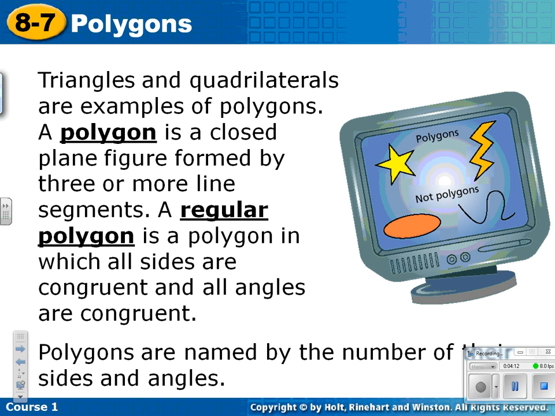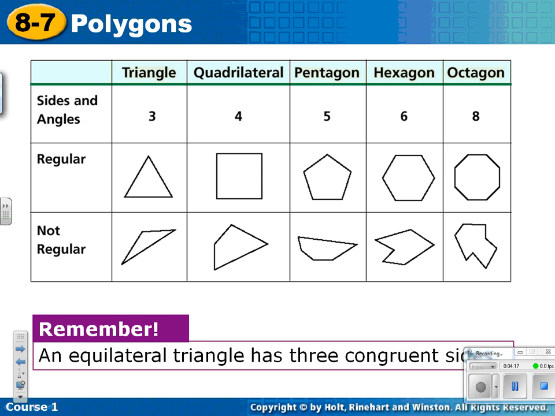Now, polygons are named by the number of sides and the number of angles. So here's some polygons. We have your triangle, we have your quadrilateral, we have a pentagon, we have a hexagon, we have an octagon. All of those are polygons, every single one. This top row and the bottom row. Now the top row is all regular. Why are they regular? What makes a regular polygon? All of their sides and their angles are congruent. And what does congruent mean? Marissa? Same. All the same.